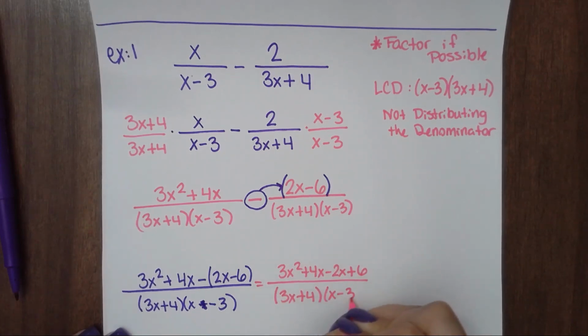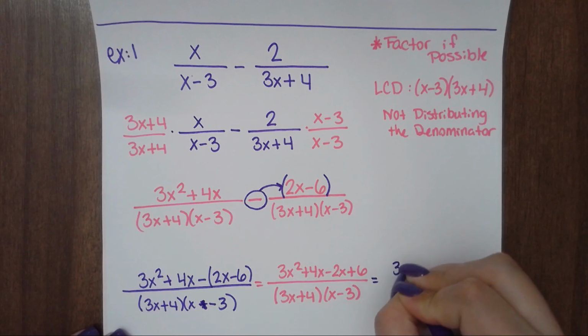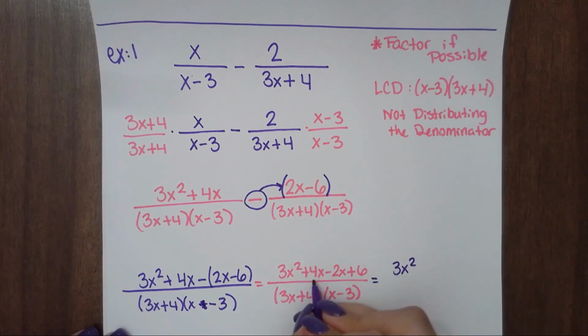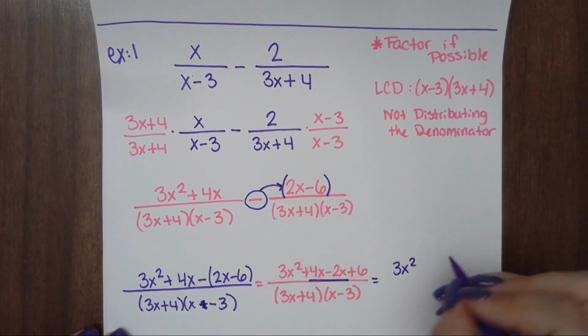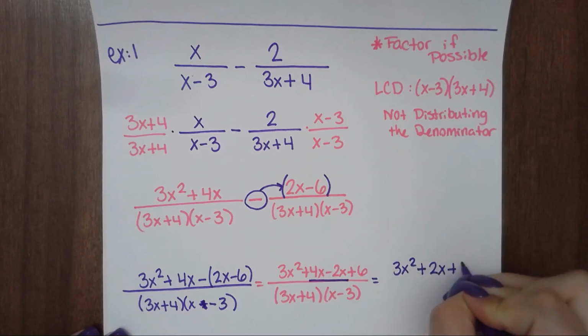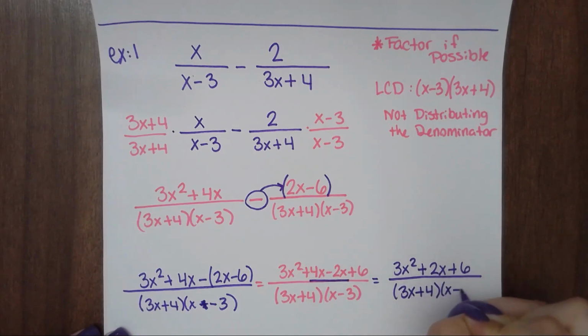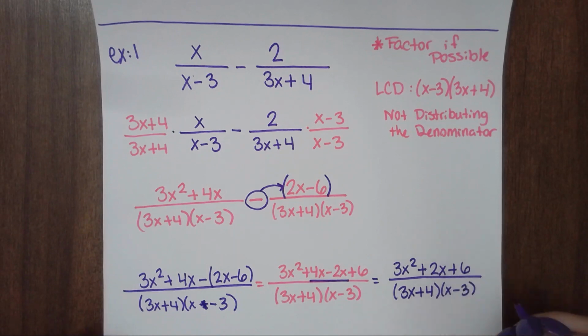Now we have successfully combined these two fractions. The only thing left to do is to simplify by adding like terms. In this case, 4x and minus 2x gives me 2x plus 6. And then the only thing left to do is to see if it simplifies. And remember your rules for simplifying: factor, domain, and then reduce.